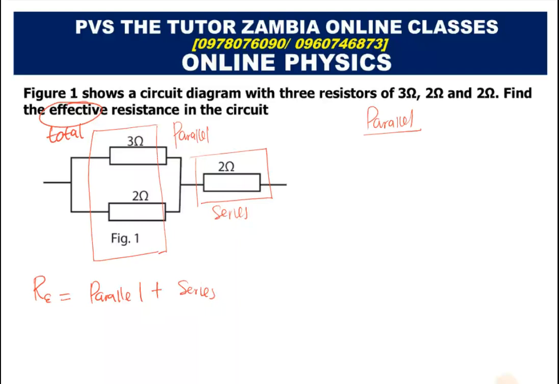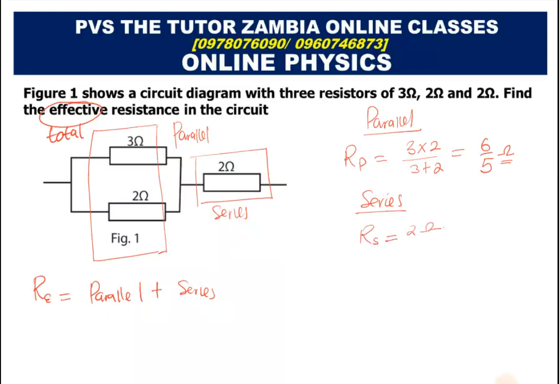Because we've got 2 resistors, resistance in parallel, let's say RP, is equal to the product of 2 resistors over the summation of 2 resistors. That's 6 over 5 ohms. We keep it that way. Alright, we'll go to the series. So resistors in series, it's just this one here, so we can call it RS. It's just this one, 2 ohms.